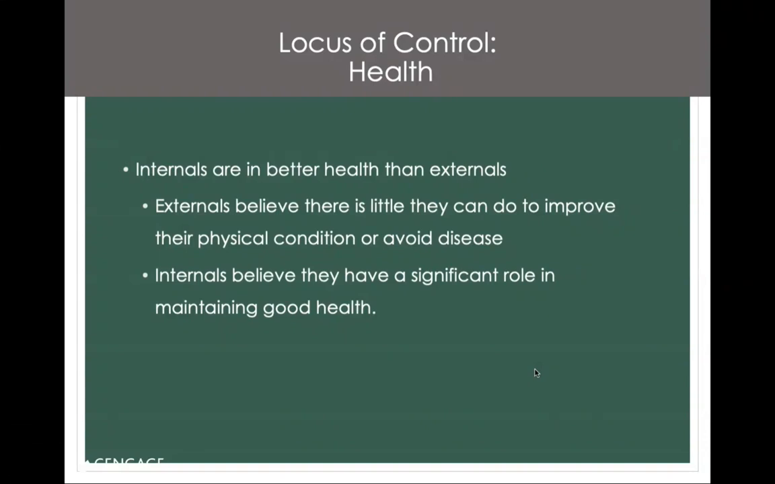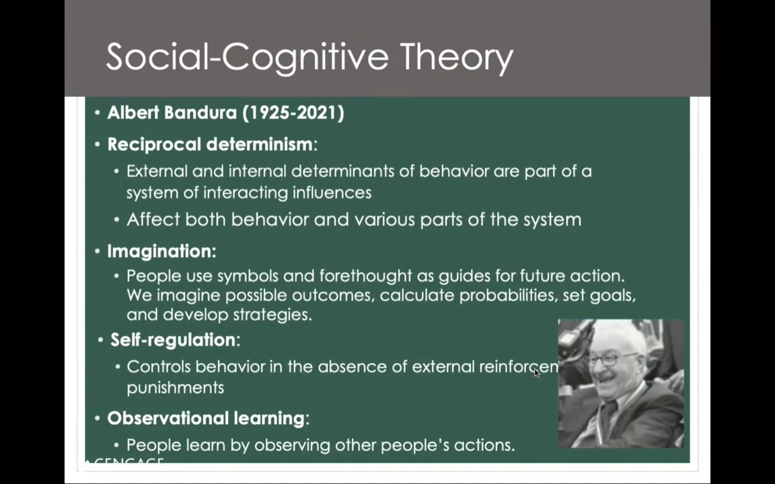So, locus of control and health. Internals are healthier than externals, because externals believe there's little they can do to improve their own physical condition or avoid disease, whereas internals believe they have a significant role in maintaining good health. So you can see a pattern here and an inclination that it's better to build an internal locus of control than an external one. And this is also the whole point of meditation and mindfulness, because it's trying to build in you that internal locus of control. So next, we're going to look at social cognitive theory.